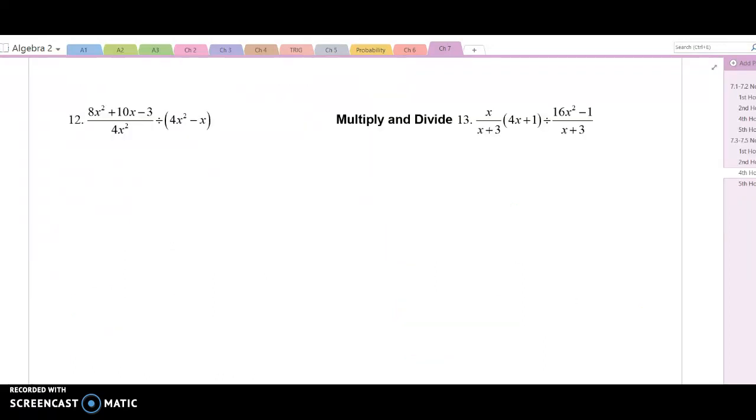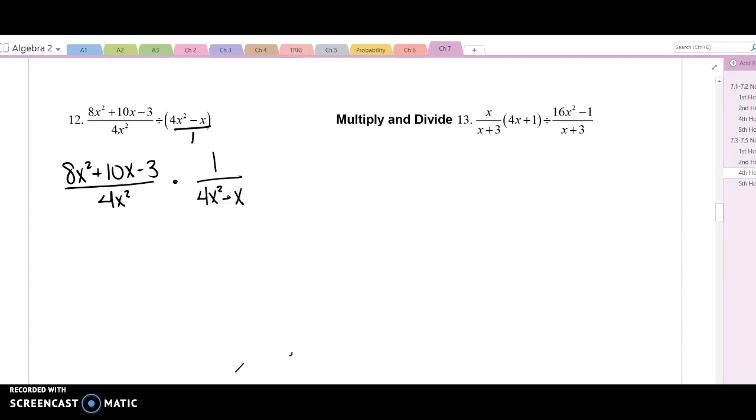In number 12, we have a fraction divided by something that isn't a fraction. So we're going to turn this thing into a fraction by putting it over 1. And then instead of dividing, you keep the first fraction the same. You multiply by the reciprocal. So if we flip that thing, we end up with the 1 on the top and the 4x squared minus x on the bottom.